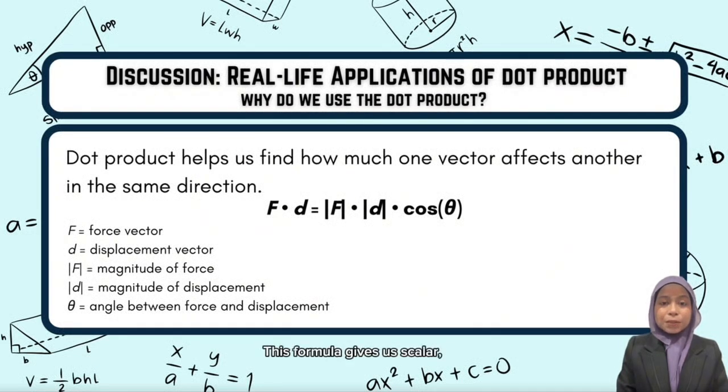This formula gives a scalar, just a number. It tells us how much of the force actually helps move the object. If the angle is 0, the full force is useful. If the angle is 90 degrees, the dot product is 0, meaning no work is done.